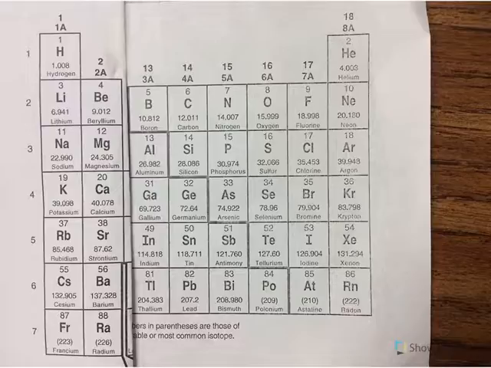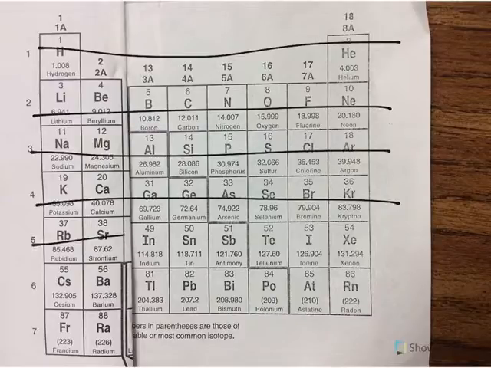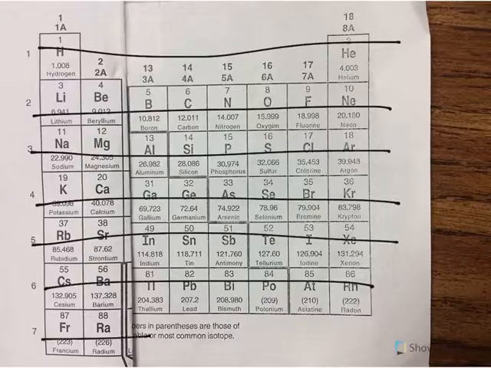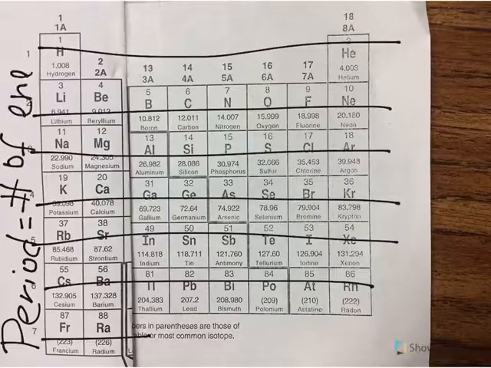Finally, we have our periods. And remember, we write period left to right, horizontal. So that's going to be this one. This is period 1. This is period 2, period 3, period 4, period 5, period 6, and period 7. And your periods equal number of energy levels.